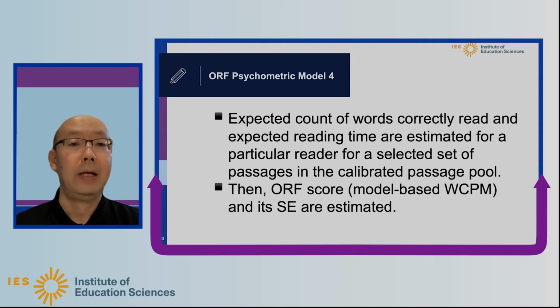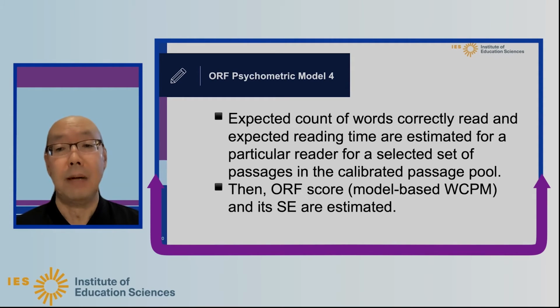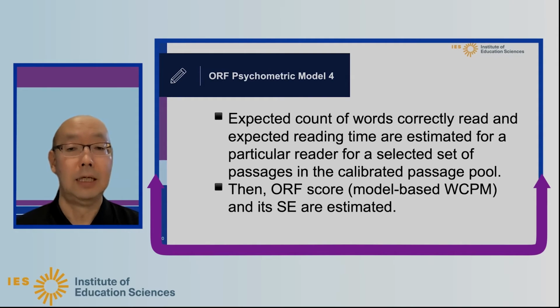And then the expected count of the words correctly read and the expected reading time are estimated for a particular reader for a selected set of the passages in the calibrated passage pool. Then the ORF score, which is a model-based WCPM score, and its standard error are estimated.